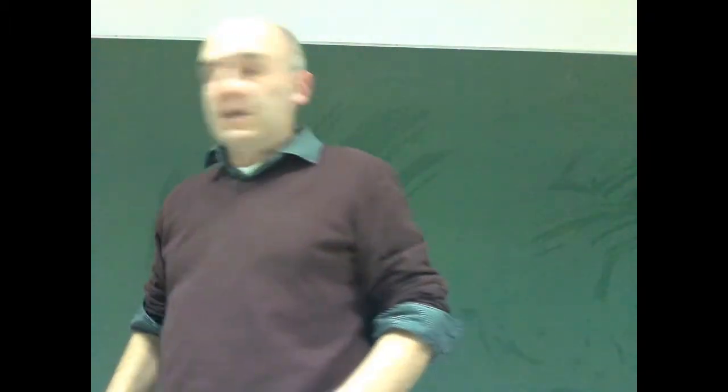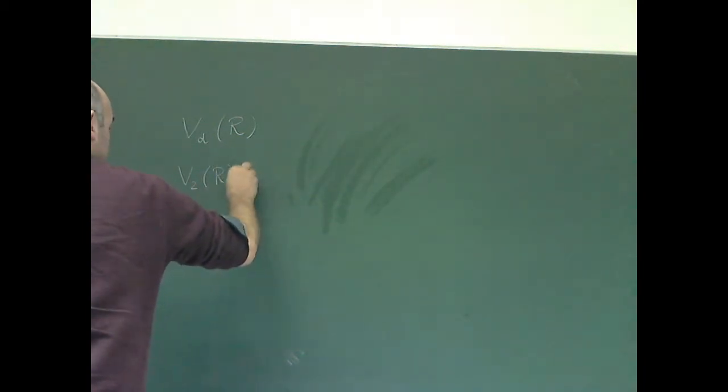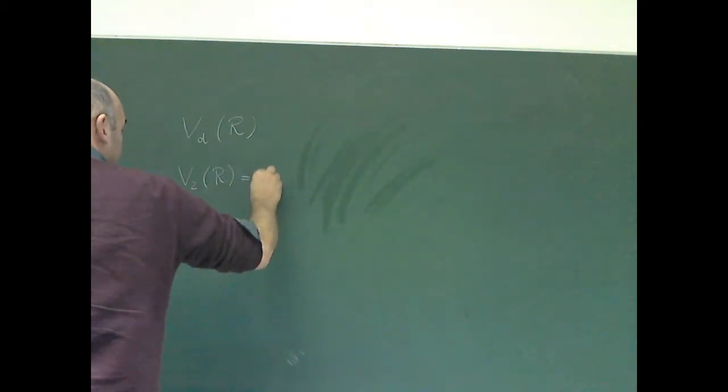Alright, the aim of this short exercise session is to calculate the volume of the sphere in d dimensions. So what is the volume of the sphere of radius r in d dimensions? We know what V2 is in 2 dimensions: it is just the area of a circle.